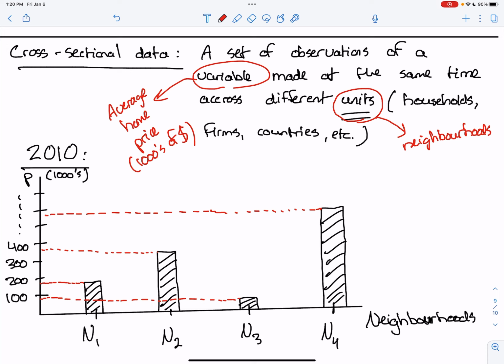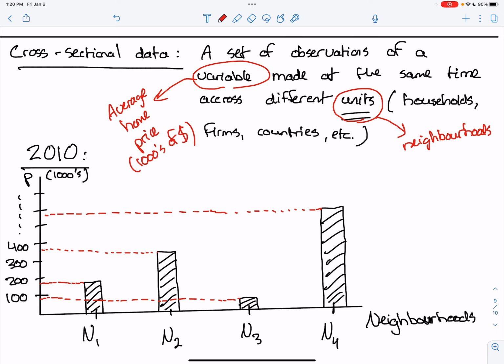The idea is you want to compare the price of these neighborhoods at a given point in time to know which of these neighborhoods was most expensive and least expensive in 2010. Now, of course, neighborhood 4 would be the most expensive, neighborhood 3 would be the least expensive, okay? So that's an example of cross-sectional data. You have one variable, in our case, average home prices, and you're comparing that variable across different units, but at one set point in time.